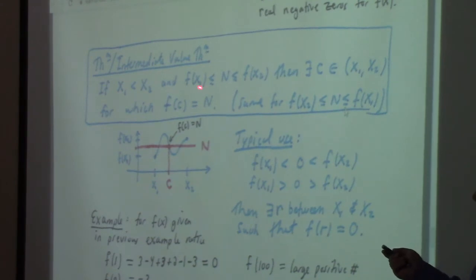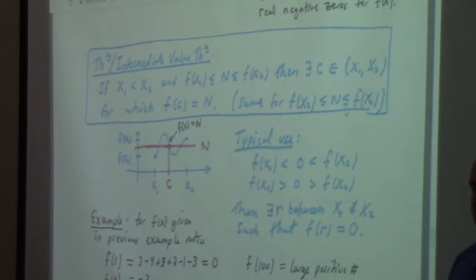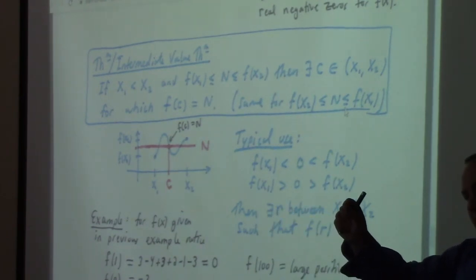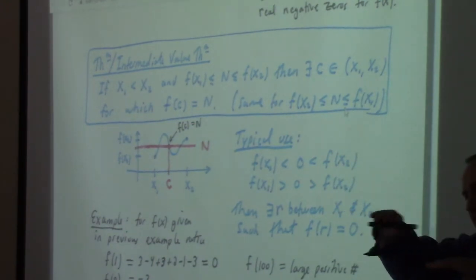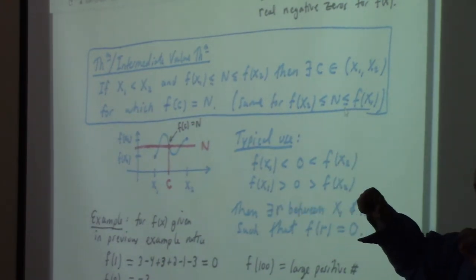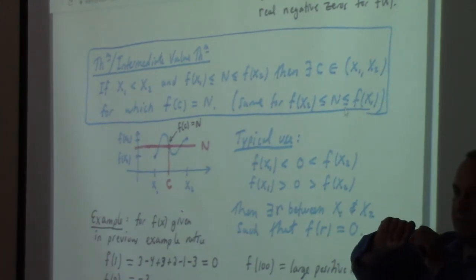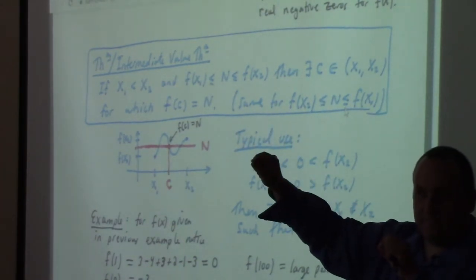Anyway, this would be like if the function's increasing, so f of x1 is less than f of x2. On the other hand, this would be like if the function was decreasing, so f of x2 is smaller than f of x1. Anyway, the point is, if n is a number between where the function starts and where the function ends, from x1 to x2, any number between those two values, there has to be some point in the middle where it cuts through it. This is because polynomial graphs are continuous, right? You can draw the graph of a polynomial with your pen without lifting it. There are no jumps in the graph of a polynomial.